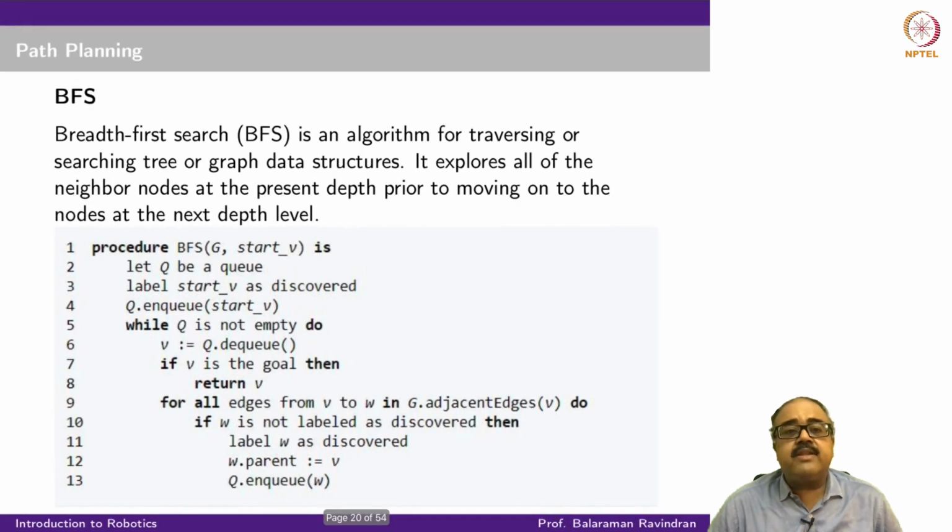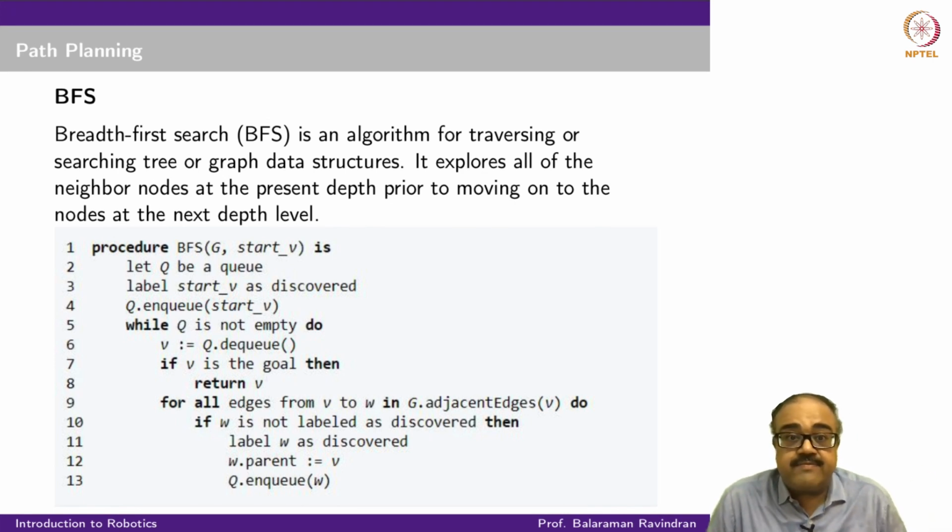Here is how breadth first search will operate. Given a start vertex V and a graph G, in this case the graph would be a representation of the free space of the map, it starts with V. It puts V into some queue, which is some kind of data structure. As long as there are nodes in the queue, as long as the queue is not empty, it's going to take the first element from the queue.